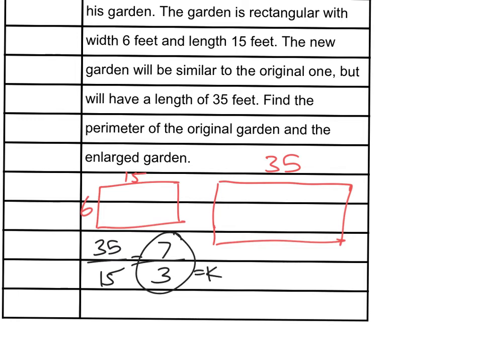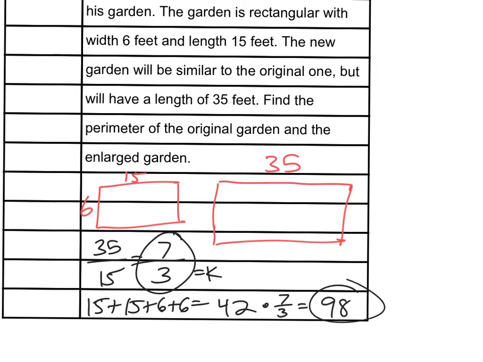So if I take 7/3 and multiply it by the perimeter of my original garden, which is 15 plus 15 plus 6 plus 6, so that would be 42. So 42 times 7/3, I end up with 98. Okay, so that to me is the way that's most efficient.